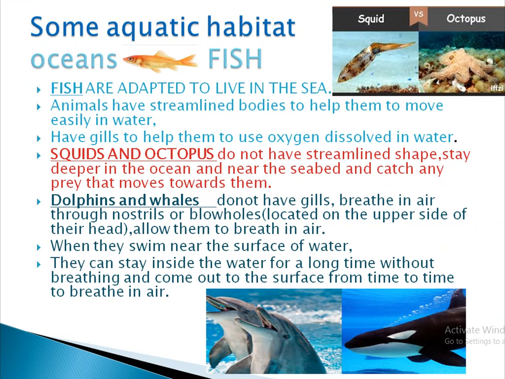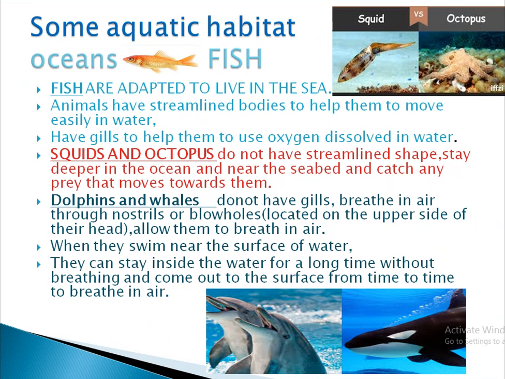Fish. The fish are adapted to live in the sea. It has a streamlined body to help them to move easily in water. They have gills to help them to use oxygen dissolved in water. The other animals which are also present in the ocean are squids and octopus. They do not have a streamlined shape, meaning pointed at both ends. They stay deeper in the ocean and near the seabed and catch any prey that moves towards them.